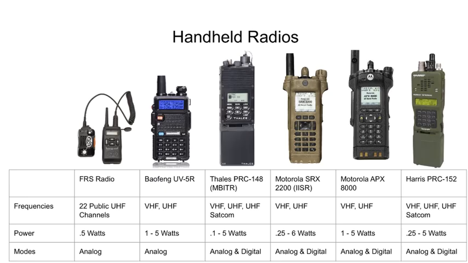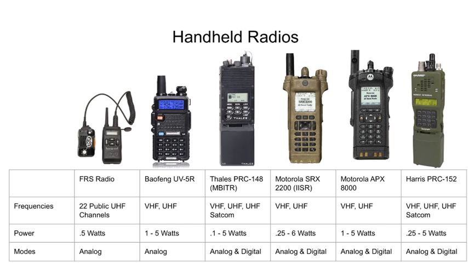And then finally, you have the pinnacle of handheld radios right now, and that's the Harris 152, UHF, VHF, SATCOM, 1/4 of a watt to 5 watts, analog and digital. Now these are radios that people would walk around with, and they talk on UHF and VHF, which means that they have pretty short wavelengths, which means that they can have short antennas, and that's why they're used as handhelds.